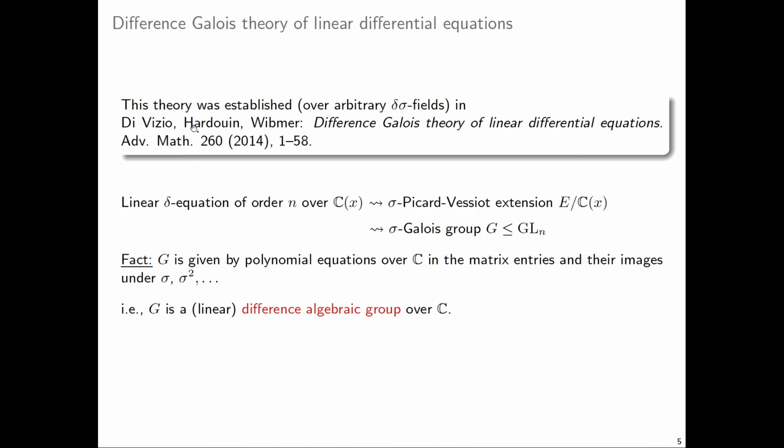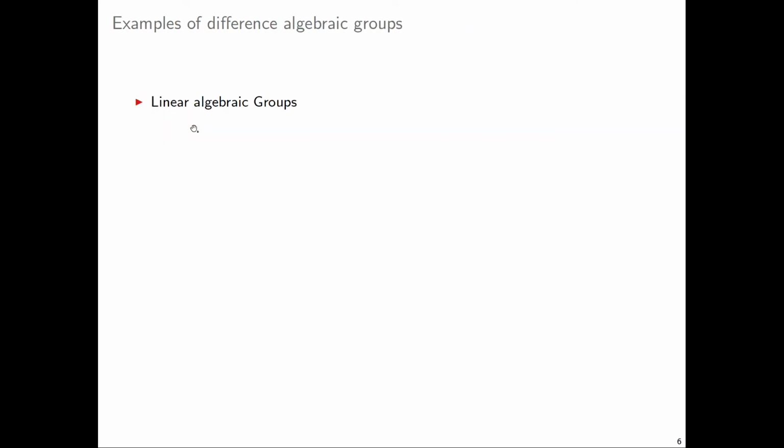Yeah, I would also like to mention that in this theory we have a Galois correspondence and some other results that we also have in classical differential Galois theory. So before we proceed with the differential equations, let's first look at a couple of examples of these groups. So difference algebraic groups, the first example would be linear algebraic groups. So if you have a subgroup of GLN that's given by algebraic equations, then you can view it in particular as something that's given by difference algebraic equations.